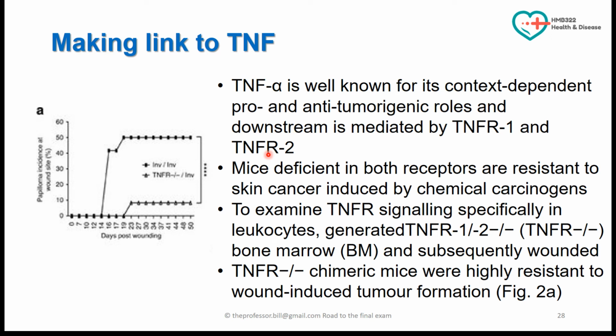All right. So mice that are deficient in both of these receptors, they exist. You can get mice that have both TNF-alpha receptor 1 and 2 knocked out, meaning that they can't respond at all to TNF-alpha.